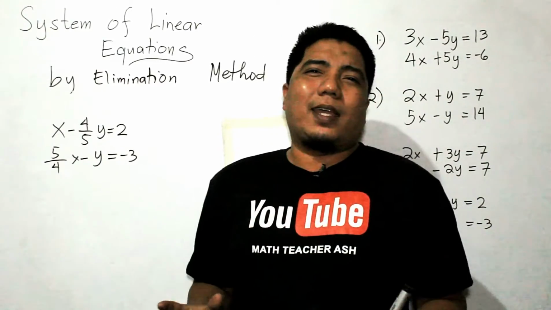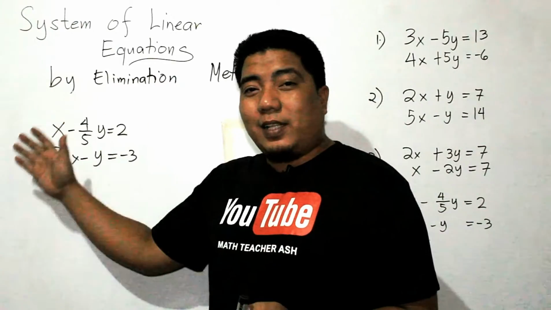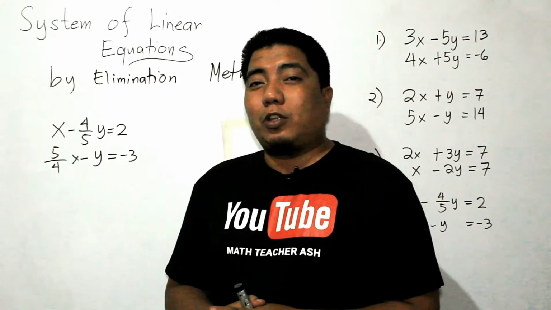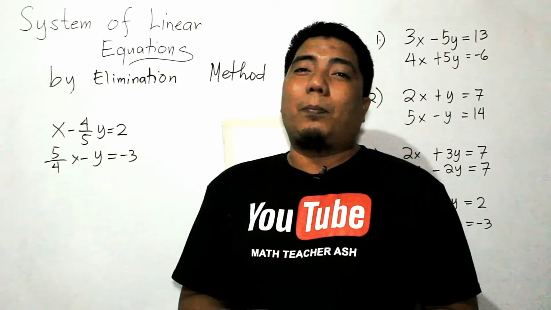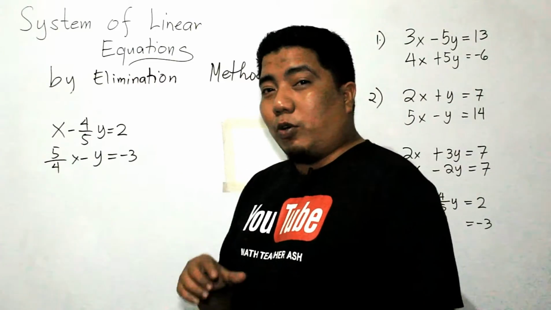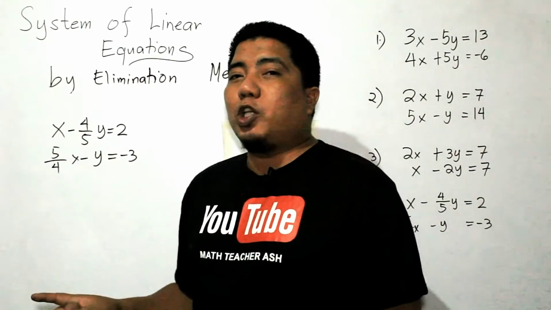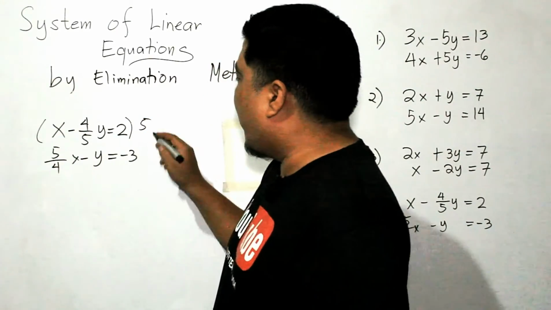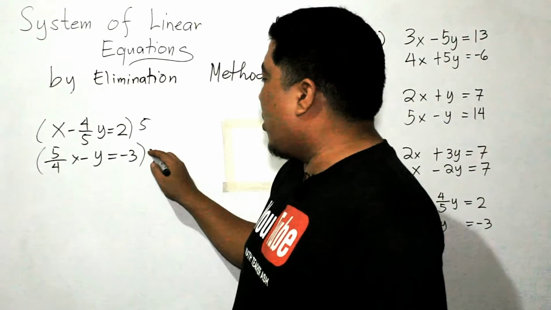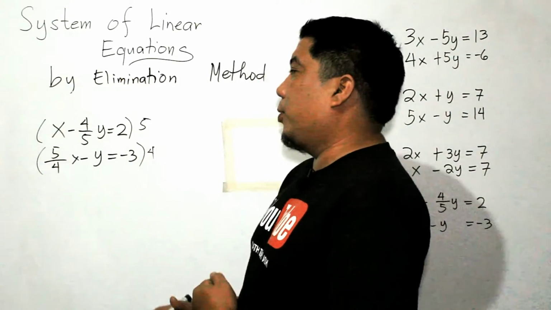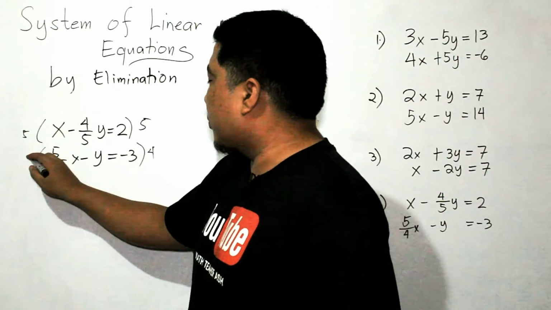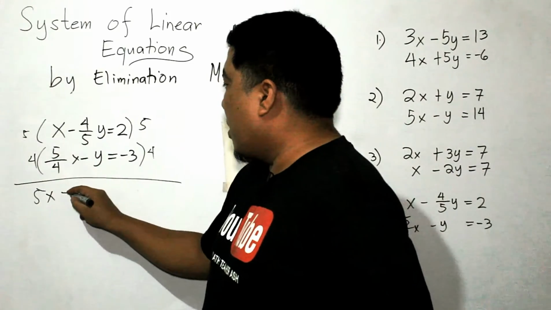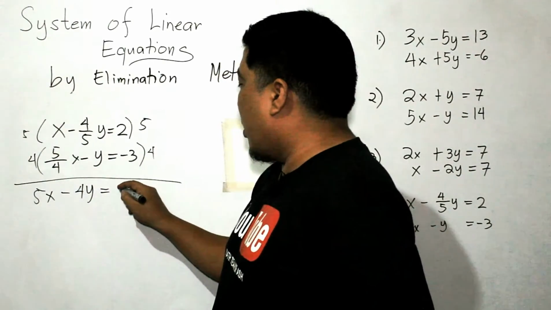Okay, so what I can do here is to transform these given equations into equations that have no denominators. How do I do that? I'll just multiply the whole equation by its denominator or its LCD. Now, for the first equation, we have 5 as its LCD. So, I will multiply the whole equation by 5. And for the second equation, I will multiply the whole equation by 4. Okay. By doing so, my first equation will become 5x minus 4y is equal to 10.